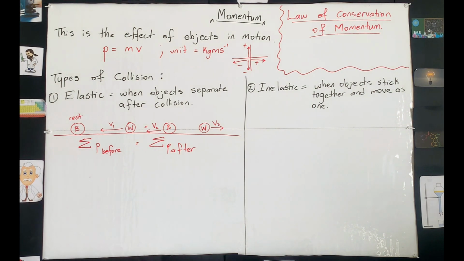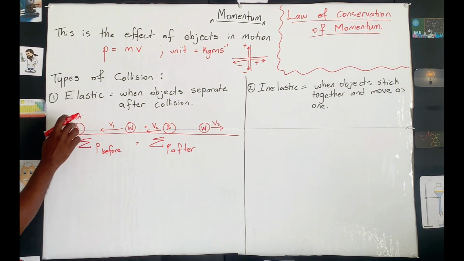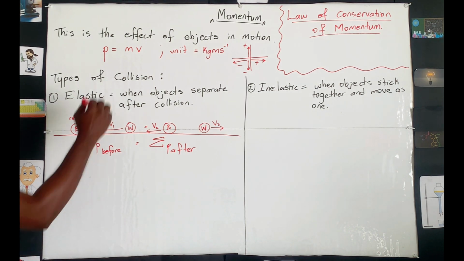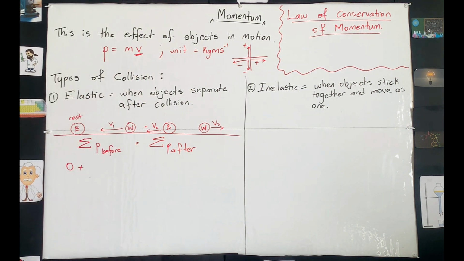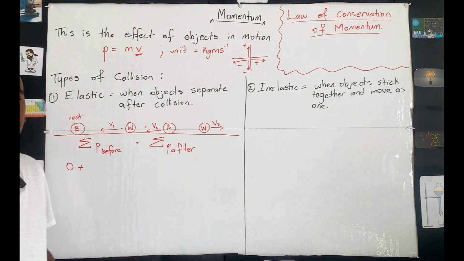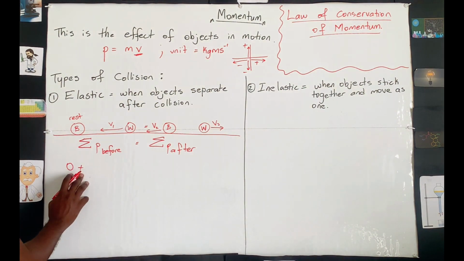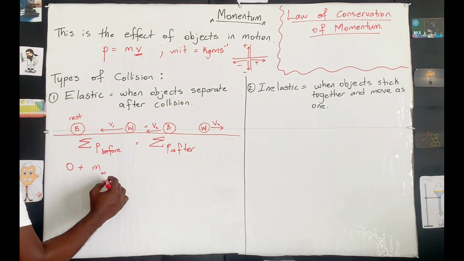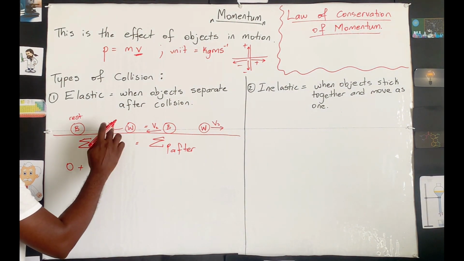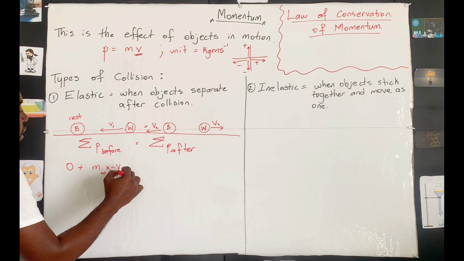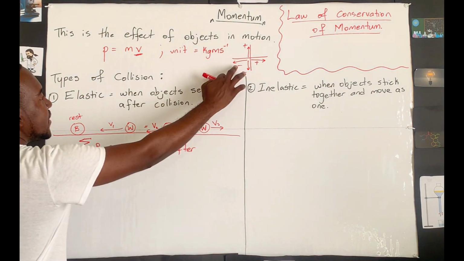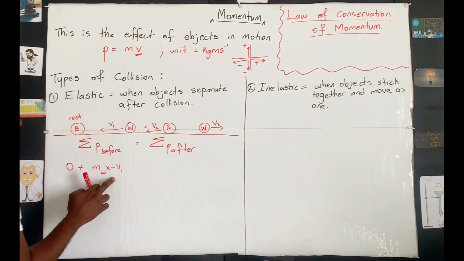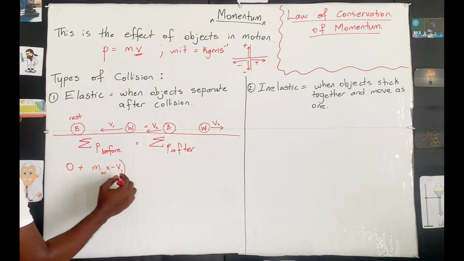And before collision, we had the black ball being at rest, so it has a momentum of 0, because once you're not moving, you don't have a momentum because you don't have a velocity. Plus the white ball momentum, which would be the mass of the white ball multiplied by its velocity, which is a negative v1. Why is it negative? Because v1 is going to the left. So here it will have a negative velocity.